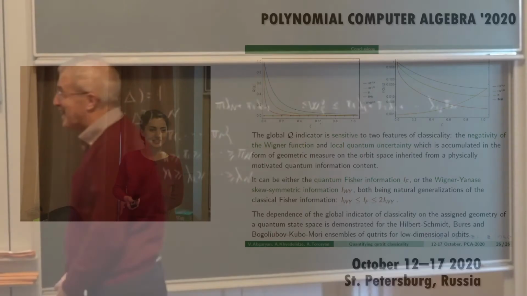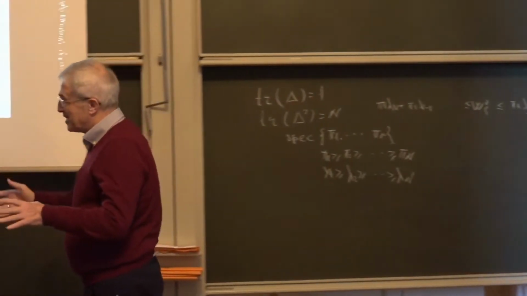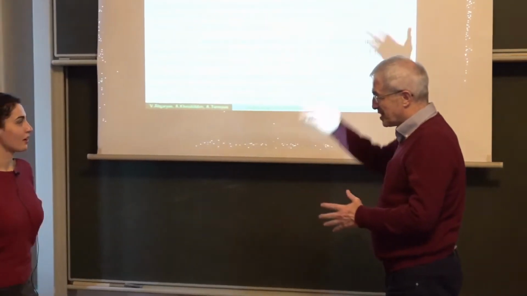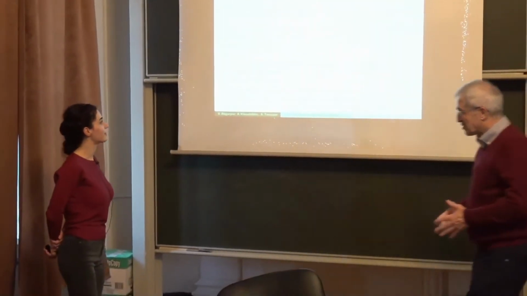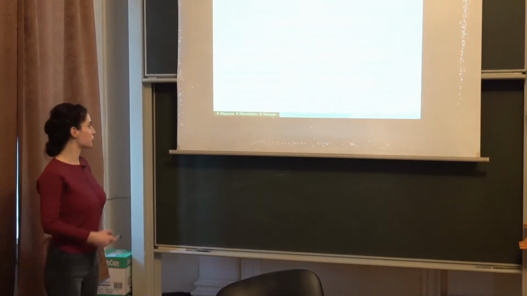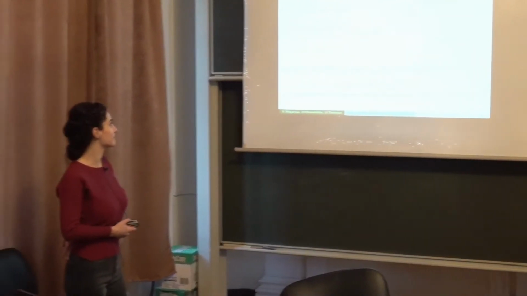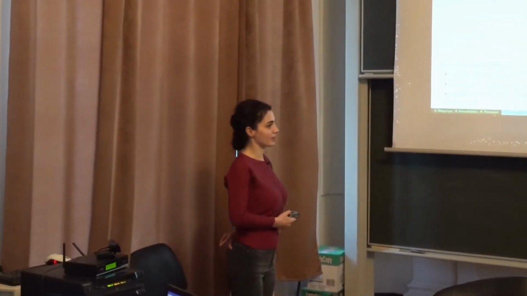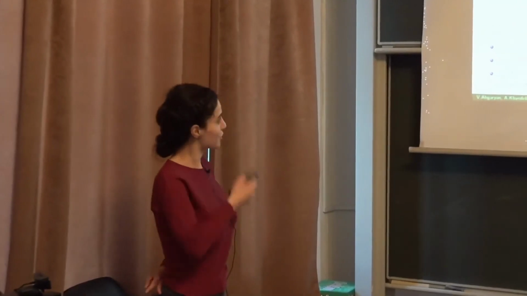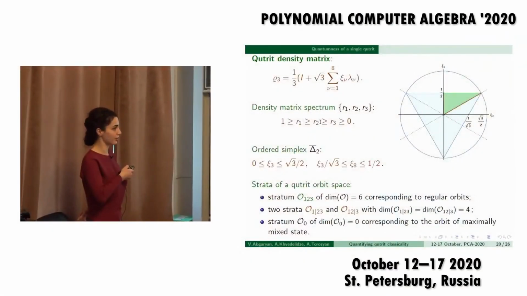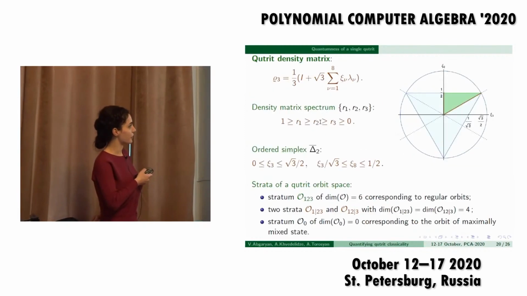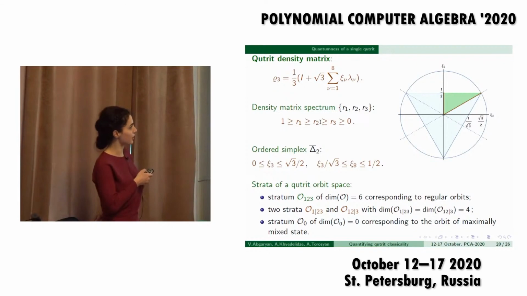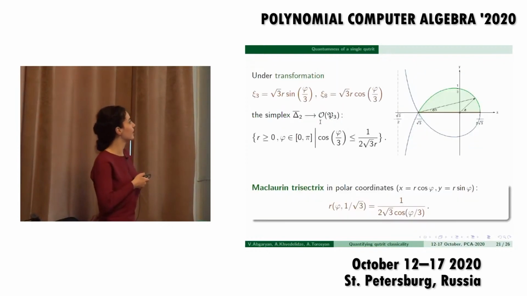So thank you. Okay. Ася, please describe in words what is going on for the qubit, the simplest quantum object. For a qubit, it's quite simple. There are only two eigenvalues, and the moduli space is just a straight line, not a triangle.